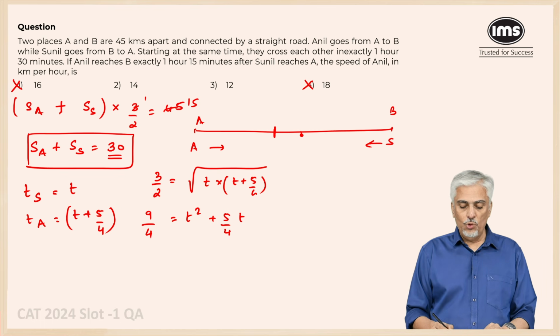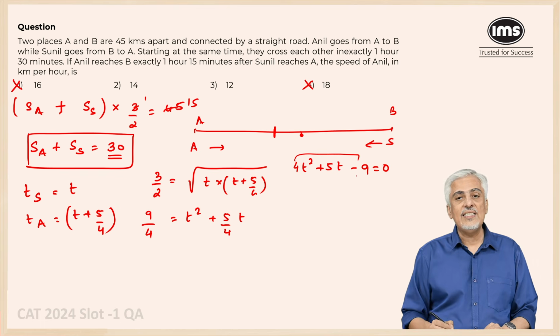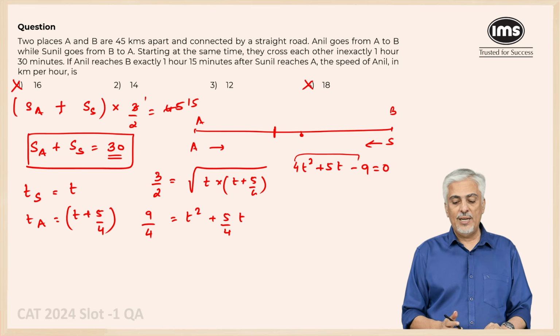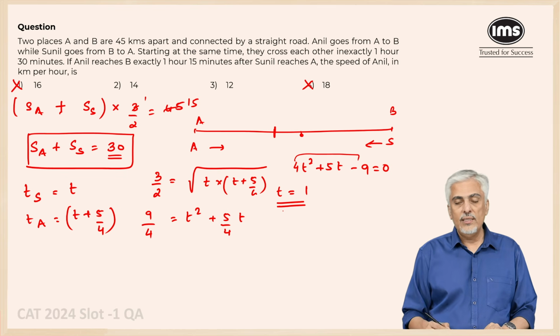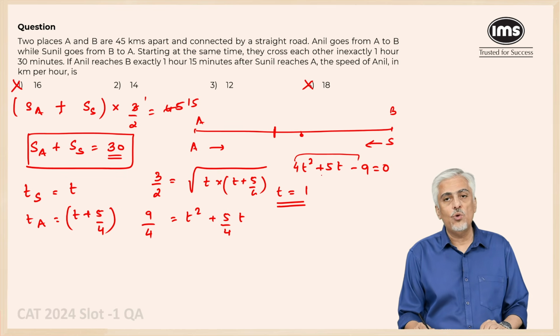Take LCM, 4 is the LCM, 4 will cut out on both sides. So I'll get 4t square plus 5t minus 9 is 0. 9 4s is 36. Factors will be also minus 4 and plus 9. So t will be 1. If you solve this whole quadratic equation, you will get the factors will be minus 4 and plus 9.